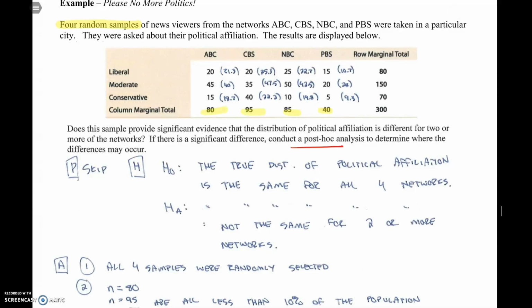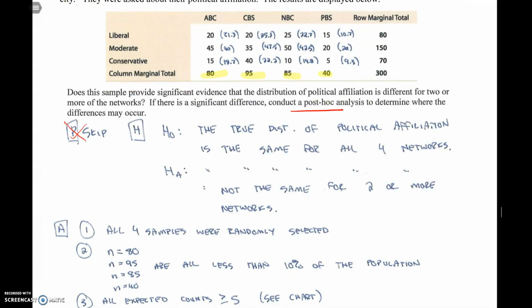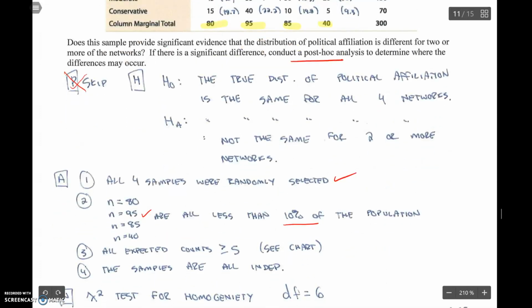All right, so first, skip the P step. The null is that the true distribution of political affiliation is the same for all 4 networks, versus the distribution of political affiliation is not the same for all viewers of each of these 4 networks. Assumptions and conditions. We had 4 random samples. All 4 sample sizes are less than 10% of their respective populations.